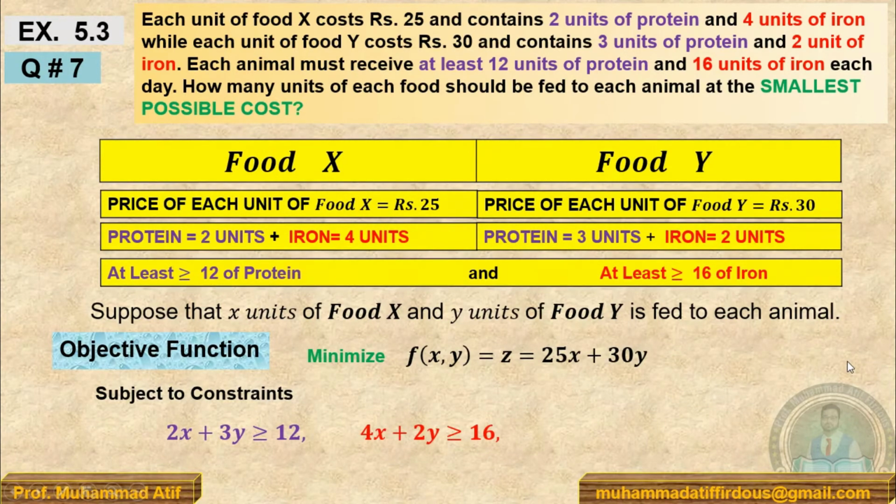And lastly and most importantly, x must be greater than or equal to 0 and y must be greater than or equal to 0, in order to make this animal feed. So this is a very simple way to convert this word problem into linear inequalities. Now in the next slide I am going to solve these inequalities.